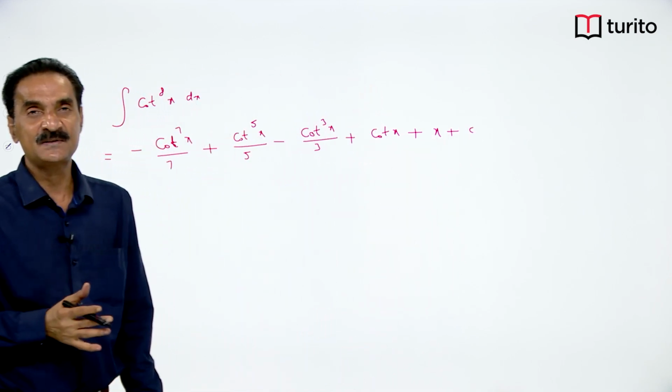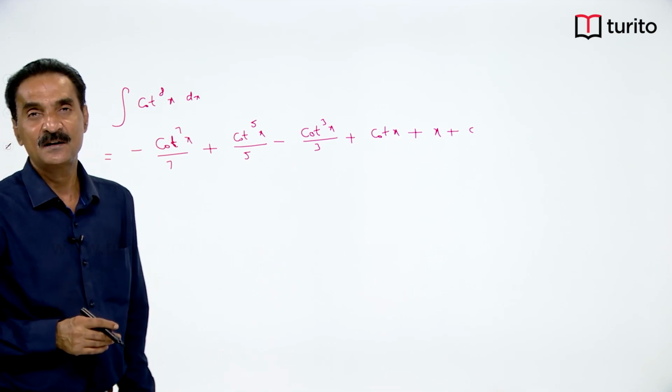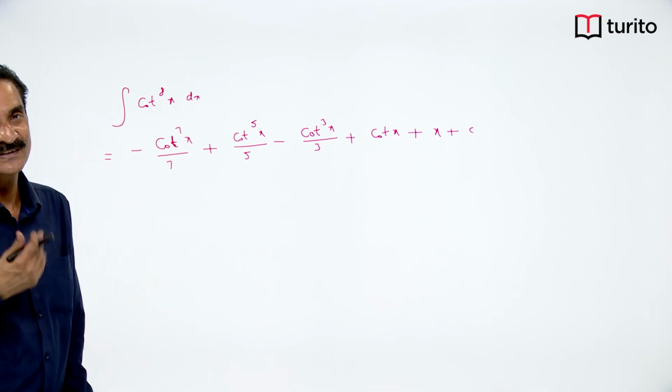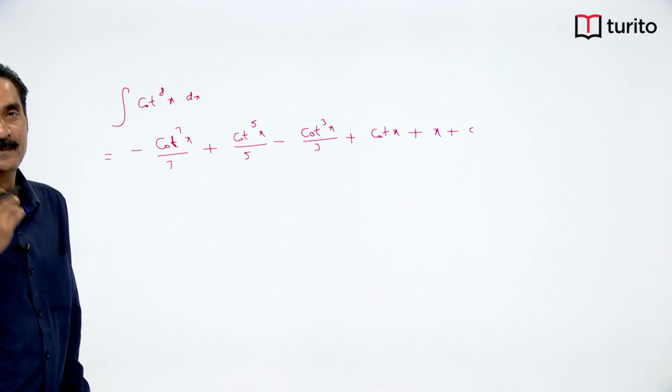So, if you can remember this shortcut, you will be able to write the integral of tan power n x and cot power n x in one step. No need of repeatedly applying the reduction formula.